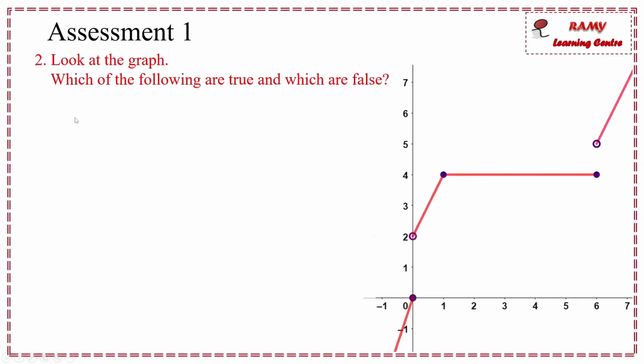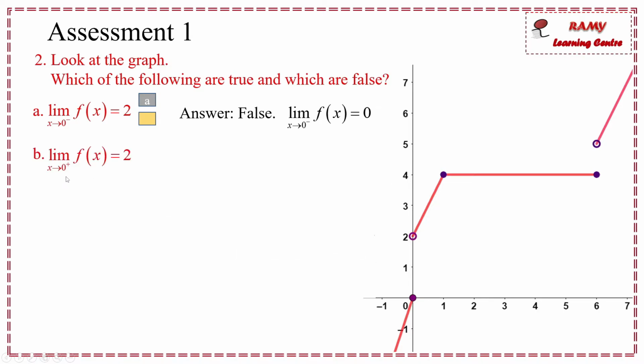Let us look at another sum. Look at the graph. Which of the following are true and which are false? Limit x tending to 0 minus of f of x is equal to 2. Now, as x tends to 0 from the left, f of x tends to the value 0. Therefore, the answer is false. What is the reason? Limit x tending to 0 minus of f of x is equal to 0.